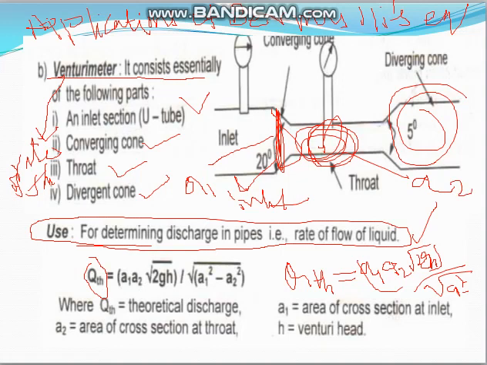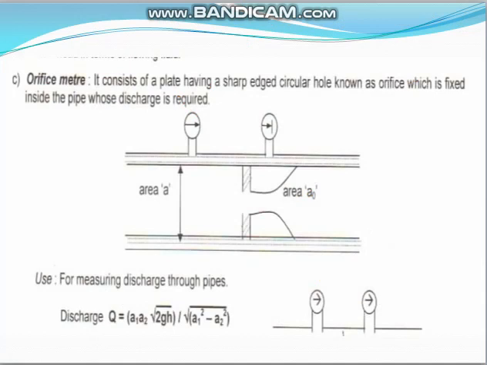Okay, so this is about the venturimeter. Venturimeter is a device which is used for measuring the discharge in a pipe, or the rate of flow. Both are the same, rate of flow or discharge. Coming to the second one, that is the orifice meter. Orifice meter is also for the same purpose. Orifice meter is a device which is used for measuring the rate of flow of a fluid through a pipe.